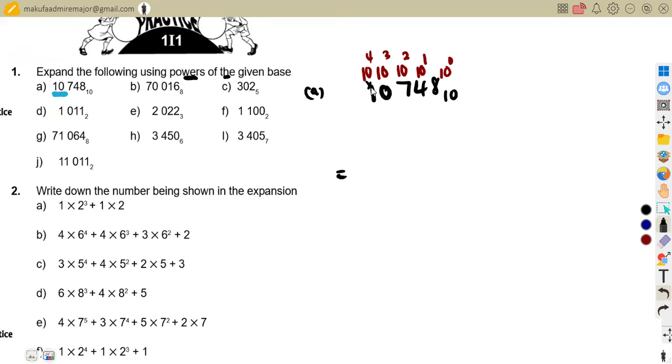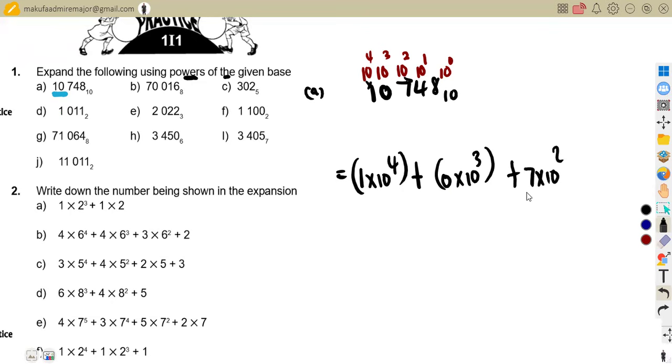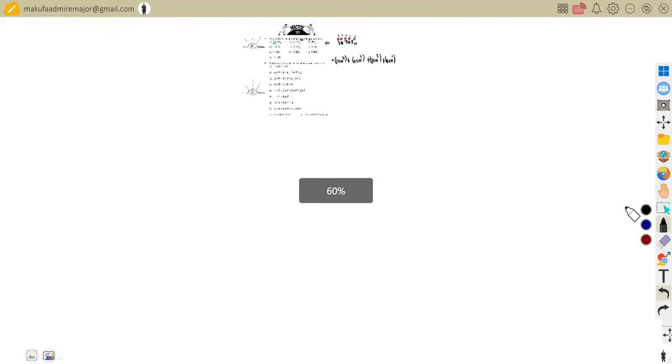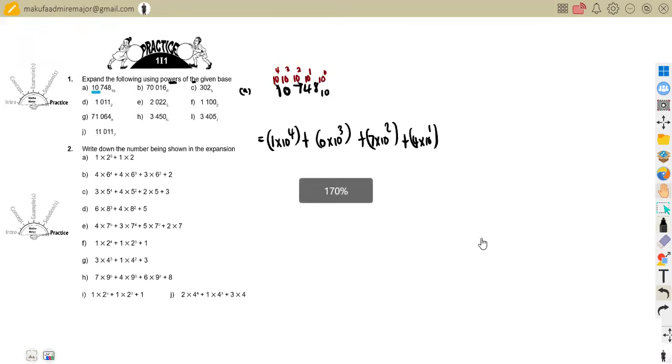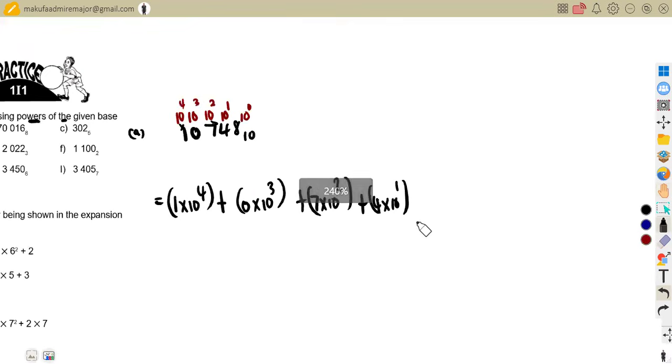Here, we are simply multiplying 1 times 10 to the power of 4, plus 0 times 10 to the power of 3, plus 7 times 10 to the power of 2, plus 4 times 10 to the power of 1, plus 8 times 10 to the power of 0. That is how we expand.